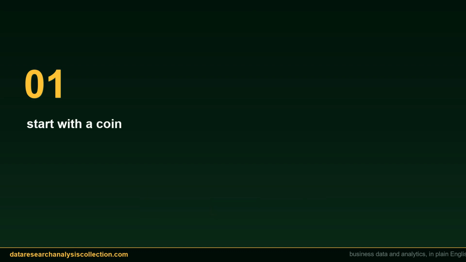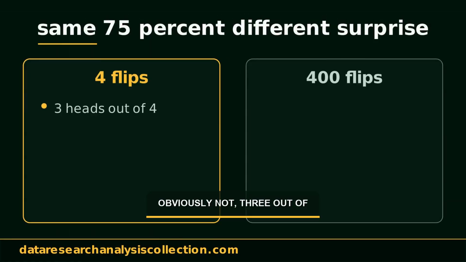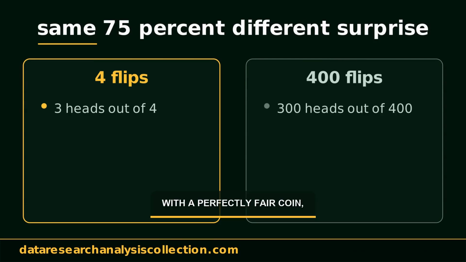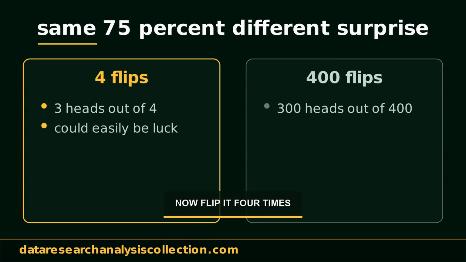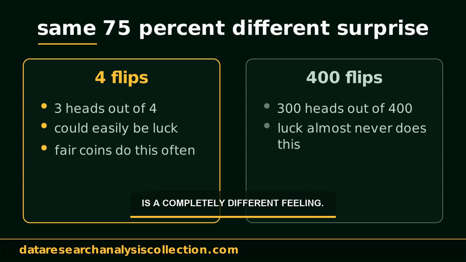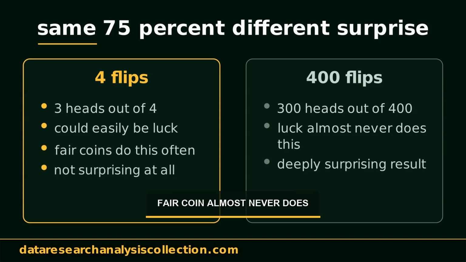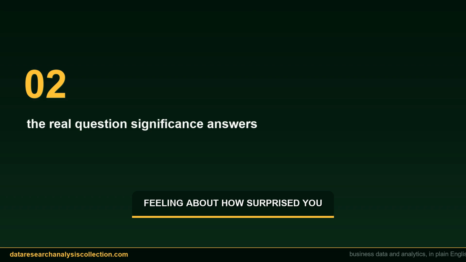Start with a coin. Imagine I hand you a coin and claim it is rigged to land heads. You flip it 4 times and get 3 heads. Is it rigged? Obviously not. 3 out of 4 happens all the time. With a perfectly fair coin, you would see it constantly just by chance. Now flip it 400 times and get 300 heads. That is a completely different feeling. The same 75%, but at that volume, a fair coin almost never does it. Significance is just a precise way of describing that gut feeling about how surprised you should be.